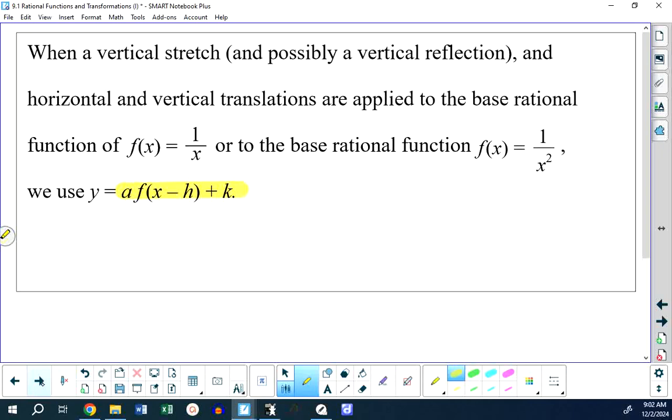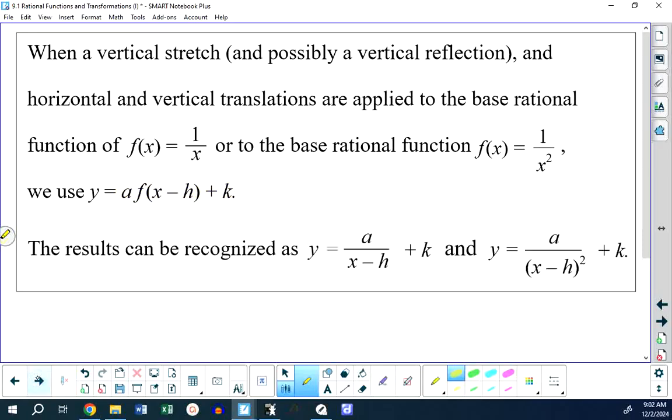So if I apply a f of x minus h plus k to 1 over x, I'm going to have a times 1 over x minus h and then plus k. And the result is I get these two equations. The first function, 1 over x, becomes a over x minus h, then plus k. The second function becomes a over x minus h squared plus k. That's all.